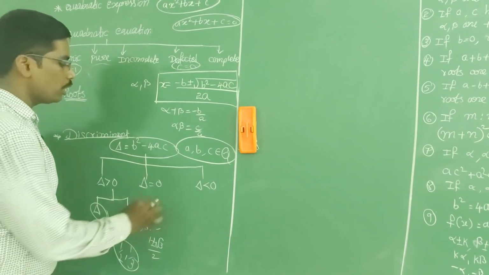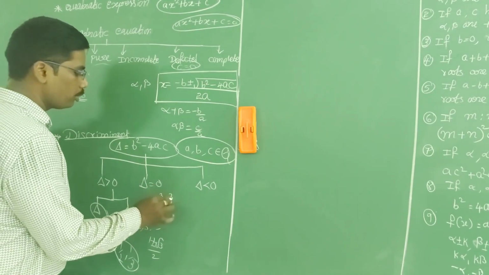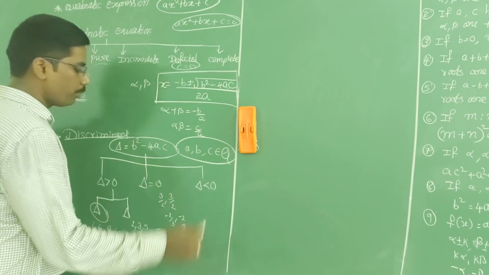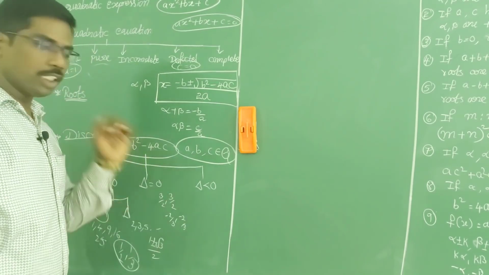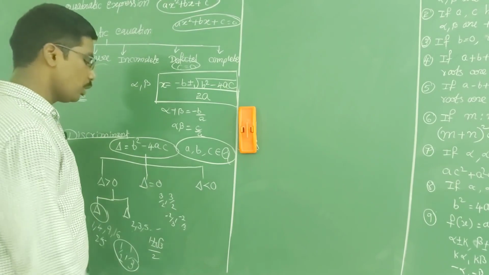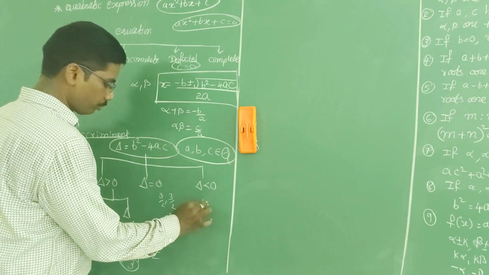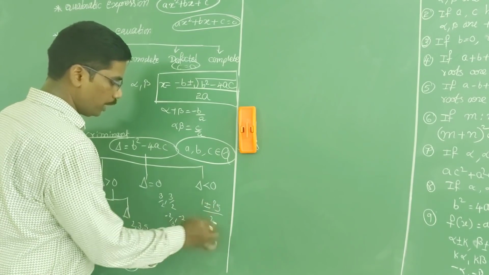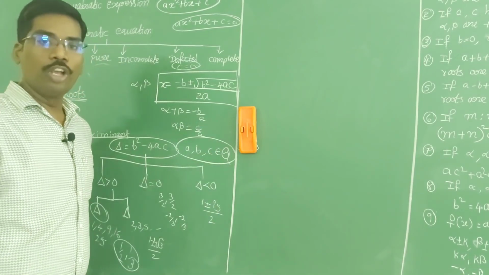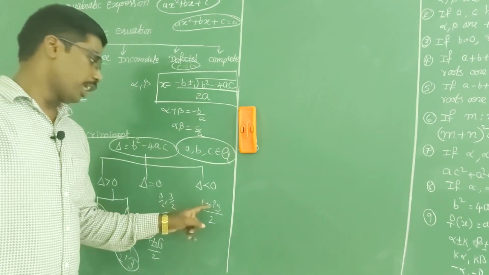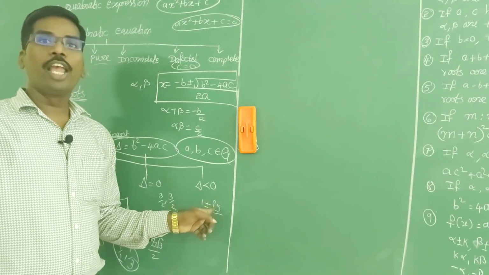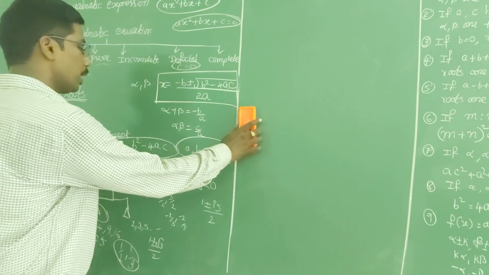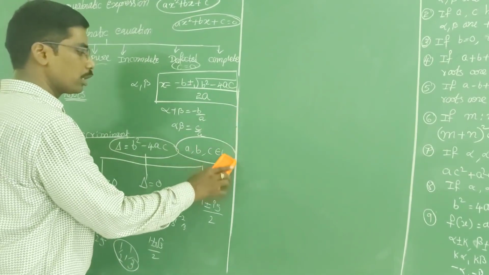If delta is equal to 0, then the roots are like 3 by 2, 3 by 2; minus 2 by 3, minus 2 by 3; minus 1 by 3, minus 1 by 3. If delta is less than 0, then the roots will be like 1 plus or minus 5i by 2. Here i is an imaginary number, which we will learn in intermediate. So the roots are complex and conjugate. This is how it will be if a, b, c are rational numbers.